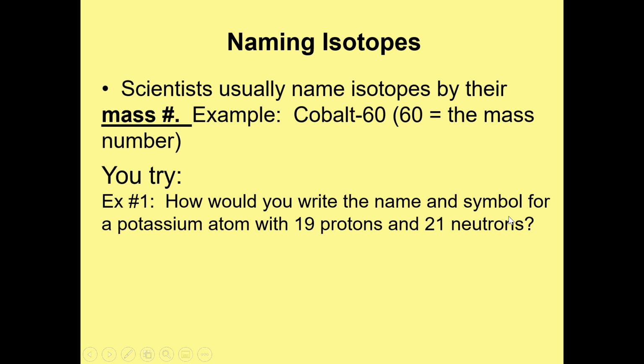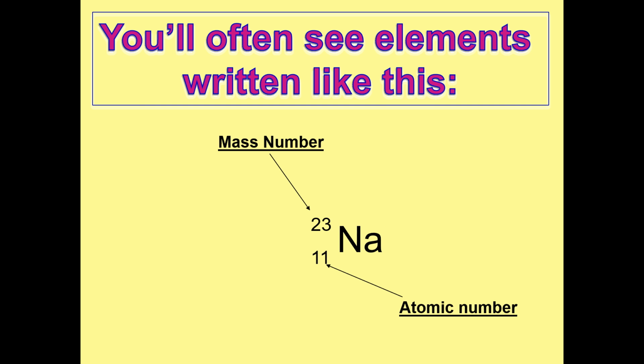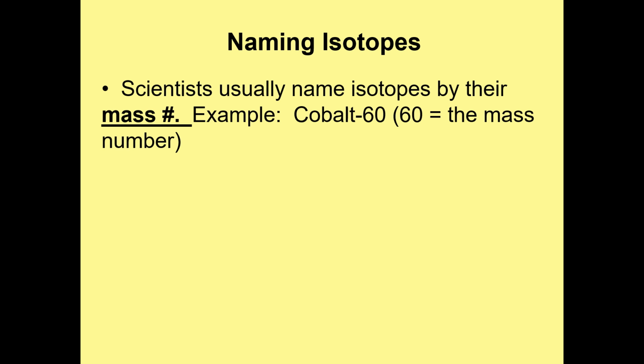How would you write the name and the isotope symbol for a potassium atom that has 19 protons, of course, because every potassium has 19 protons, and it has 21 neutrons? So pause the video and see if you can write potassium dash its mass. Remember, protons plus neutrons equal the mass. Going back a slide, see if you can write it in the isotope notation like this. Okay, so pause and take a stab at it.